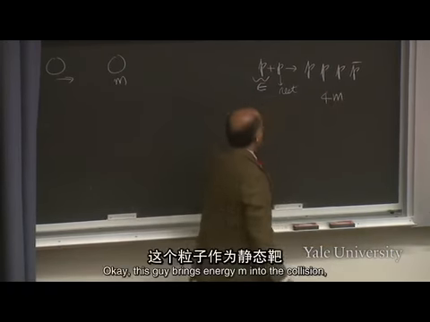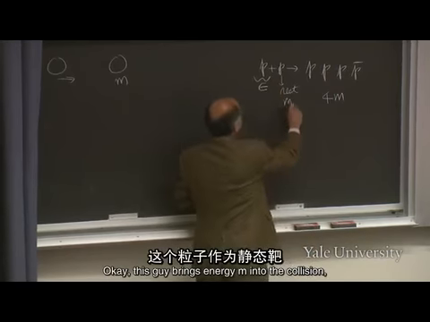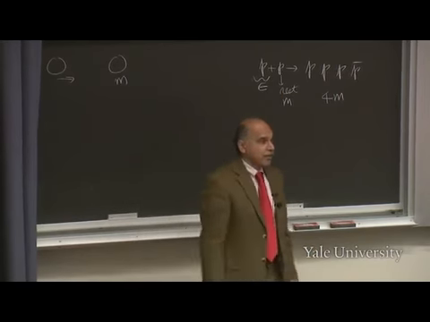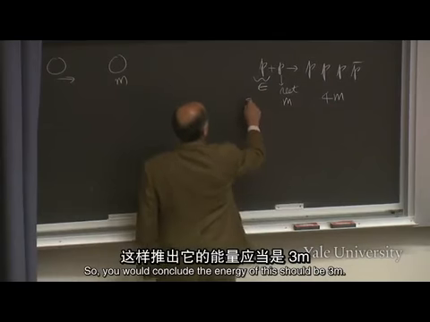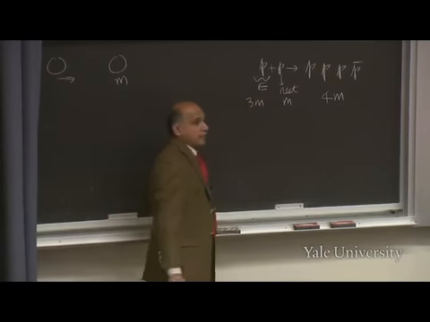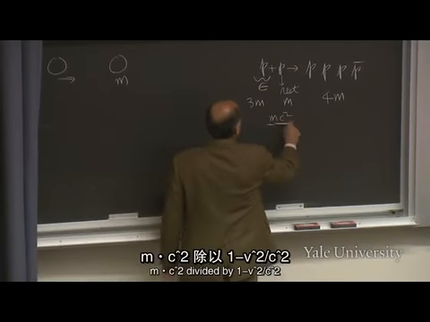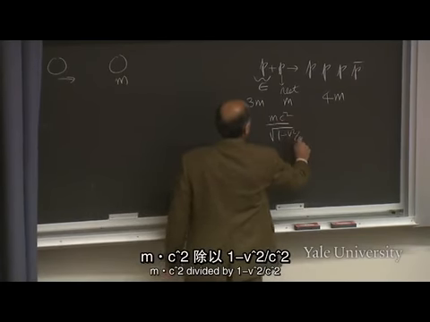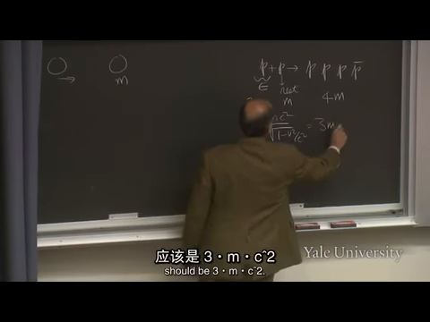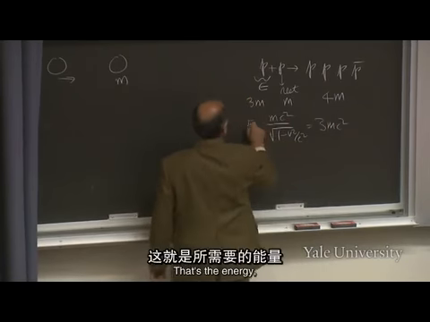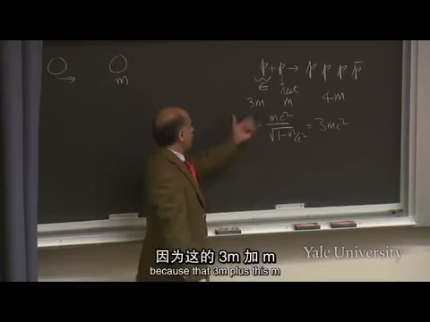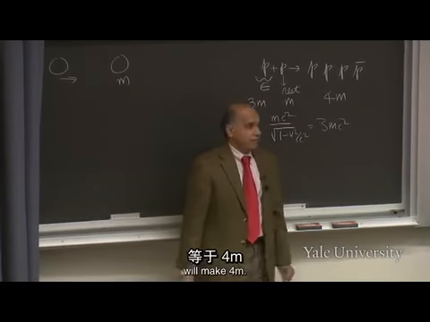Yes. Okay, this guy brings energy m to the collision, being the static target. So you will conclude the energy of this should be 3m. By that we mean mc squared divided by the square root of 1 minus v squared over c squared should be 3 times mc squared. That's the energy. Because that 3m plus this m will make 4m.